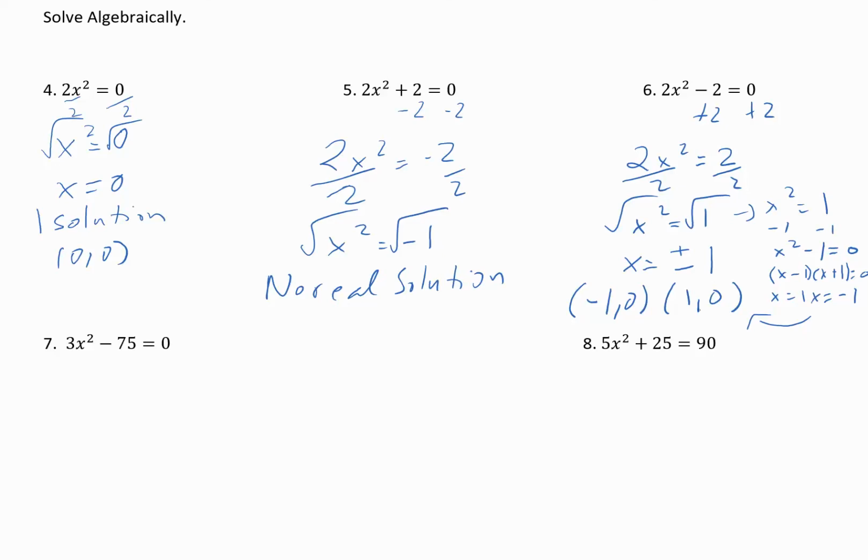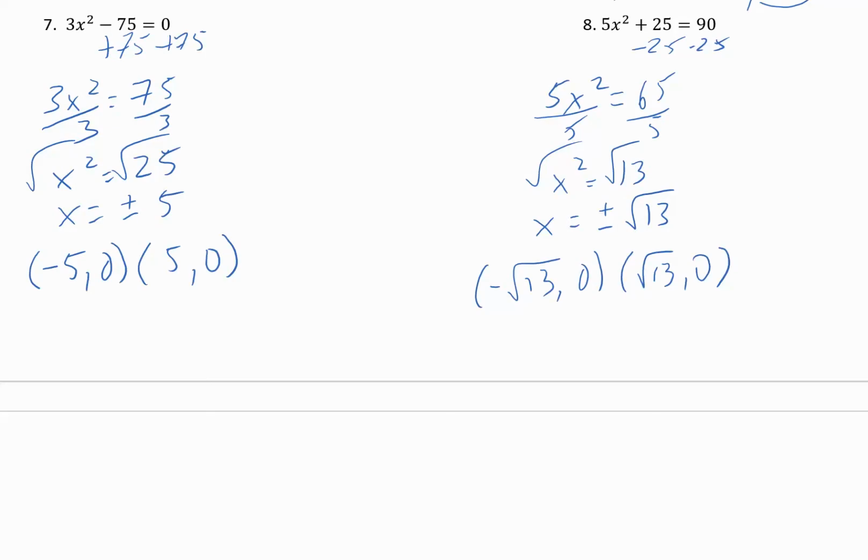Okay, so right now pause the video and try to do 7 and 8 and then check your answers. Okay, so let's see how you did. On number 7, when we took the square root, we got x equals plus or minus 5. So then our solutions were (-5, 0) and (5, 0), because remember, a solution is the x-intercept, and the value of y at the x-intercept is 0. That's why y is 0, because you set y equal to 0 here.